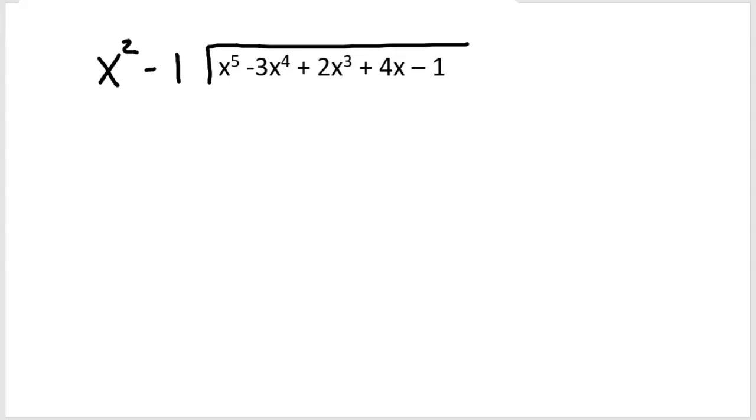Now, what do I mean by that? Notice this thing starts with a 5th power. The next power down is a 4. The next power down is a 3. Now, this one is actually missing a power of 2, isn't it? So we need to fix that. And here's how you do it.